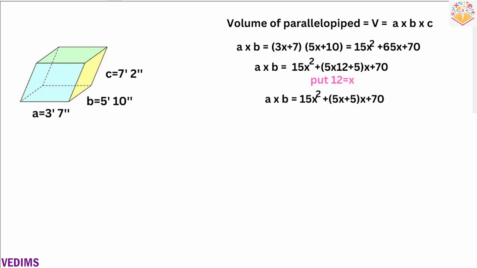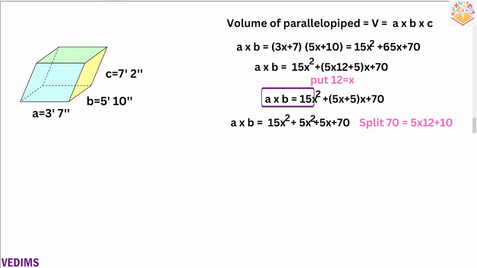We'll rewrite it as A into B is equal to 15x square plus 5 into 12 plus 5 into x plus 70. Wherever 12 is there, you put x. We'll rewrite it as A into B is equal to 15x square plus 5x plus 5 into x plus 70. Remove the bracket. A into B is equal to 15x square, 5x into x is 5x square, 5 into x is 5x, plus 70.